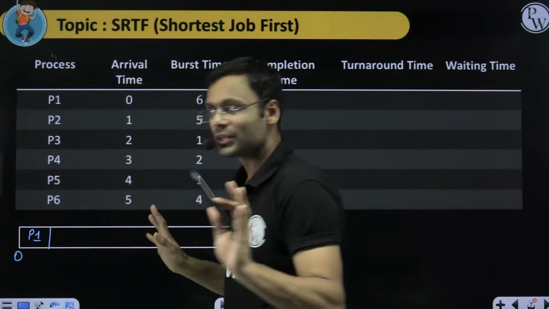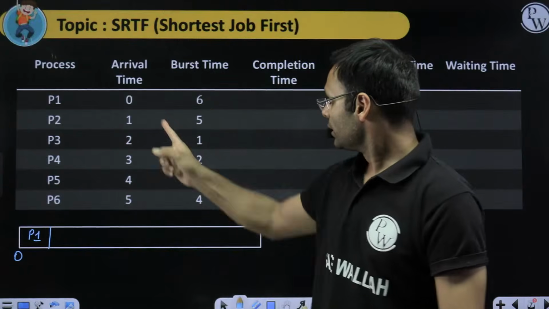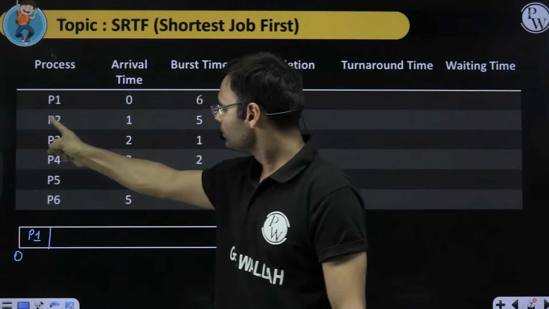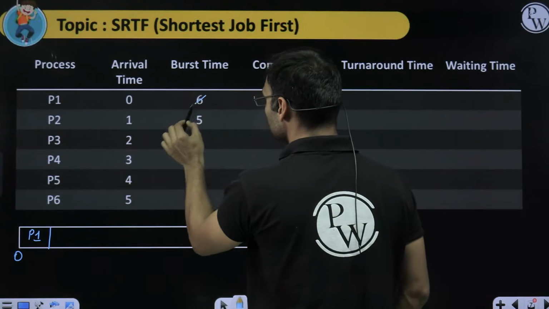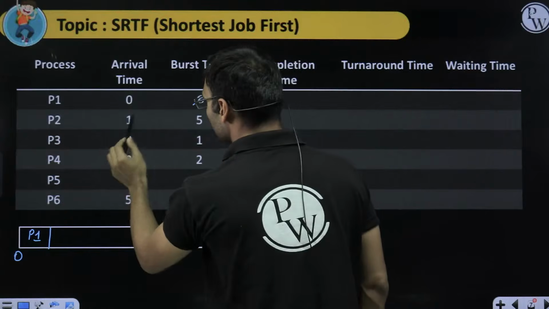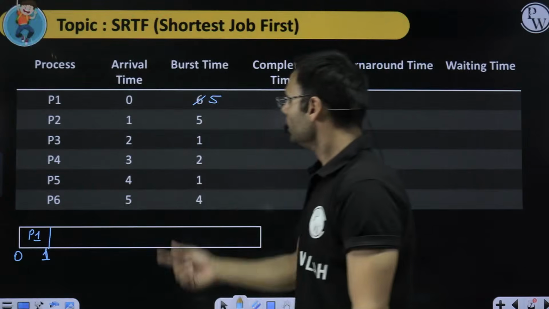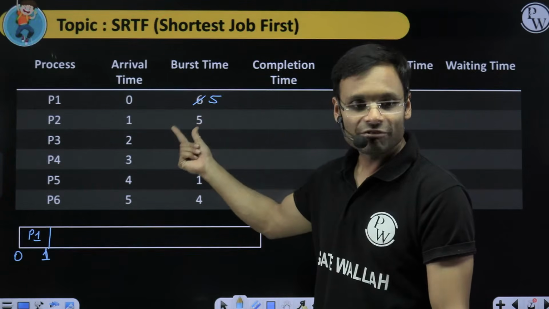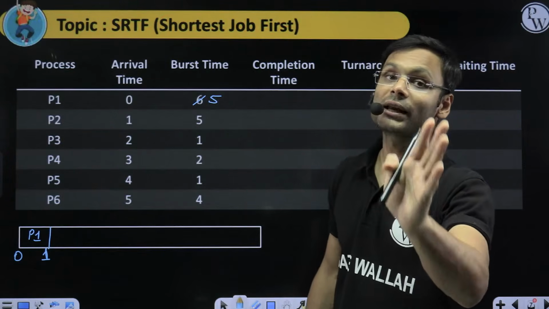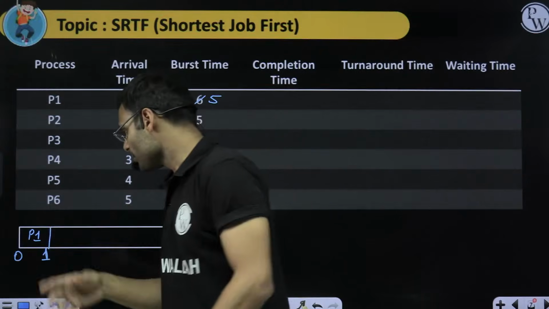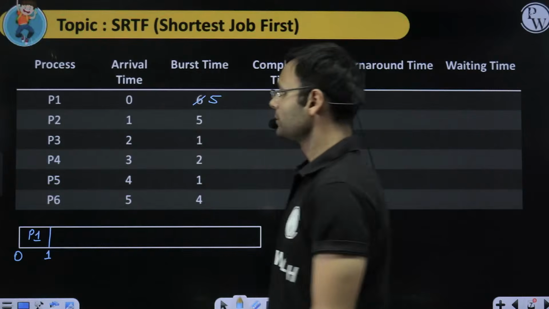Not for a longer duration. I will execute P1 only till the next process comes. Next process comes at 1. P2 comes at 1. So I will run P1 for one time only. Remaining time is 5 and at 1 P2 comes. Now when P2 comes at 1, P2 is also having remaining time 5. I have to change P1's remaining time always in preemptive algorithms when I am running some process.